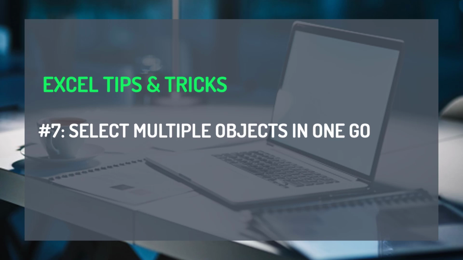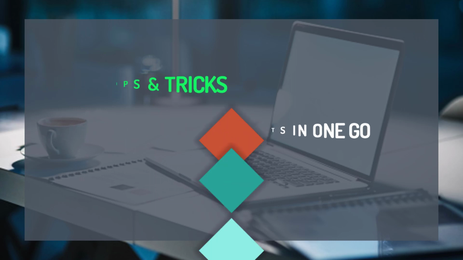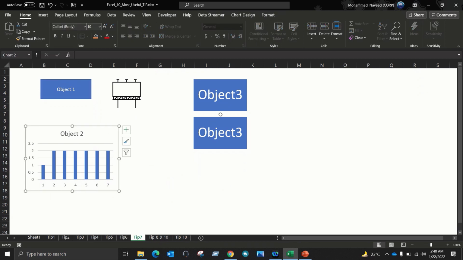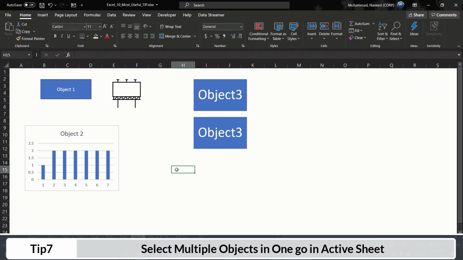Tip number 7. Selecting multiple objects in one go. Here in this sheet I have multiple objects, right? I have shapes, I have icons, I have the chart, I have the smart art, right? So I have multiple objects in this sheet and I want to delete all the objects in one go, or I want to select all these objects in one go. What is the easiest way to select these objects in one go?